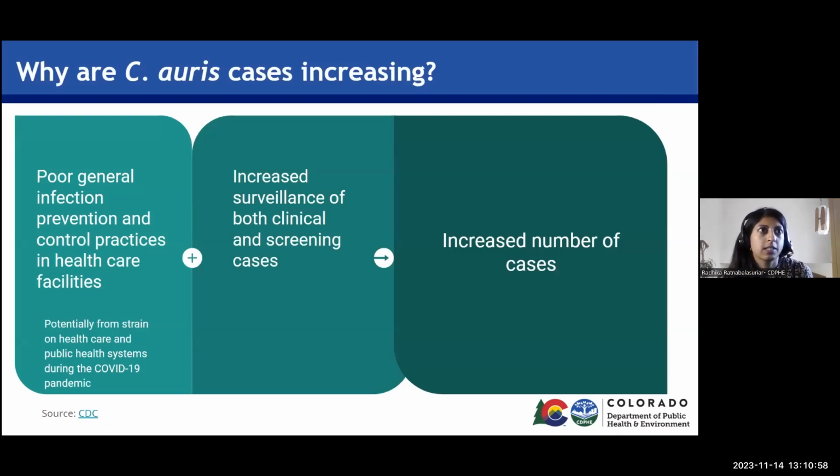So why are Candida auris cases increasing? Some reasons for this include poor general infection prevention and control practices in healthcare facilities, along with increased surveillance of both clinical and screening cases. And overall, that is why we're seeing some increased number of the cases of Candida auris. Next slide, please.